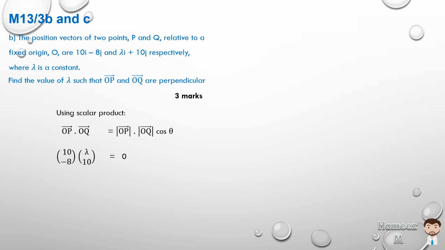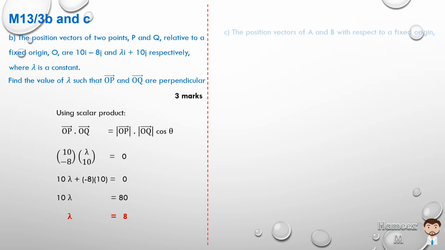And if you remember the dot product, if we have (A1, B1) dot (A2, B2), we multiply the tops and then we multiply the bottoms and add them. So that will give us 10 lambda plus minus 8 times 10 is equal to 0. 10 lambda is equal to 80. As such, lambda is equal to 8. So when lambda is equal to 8, such that OQ is equal to 8i plus 10j, then OP and OQ are perpendicular to each other.